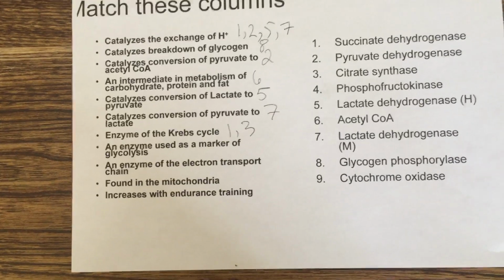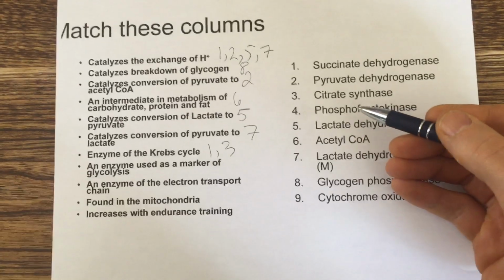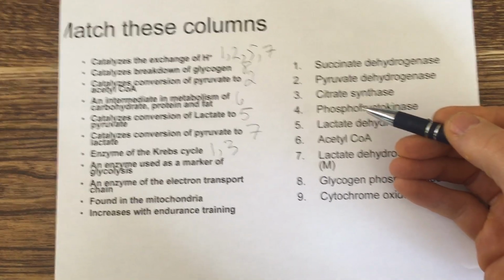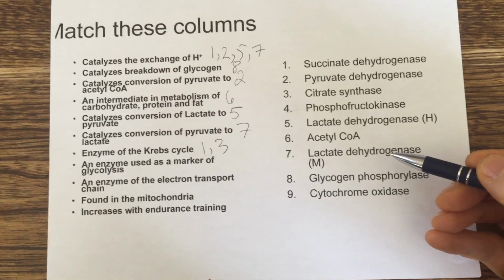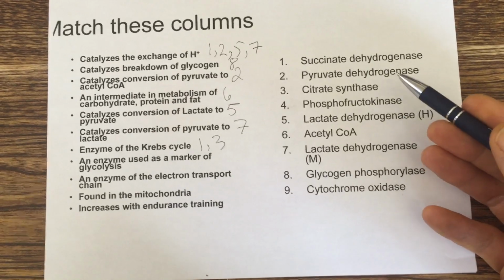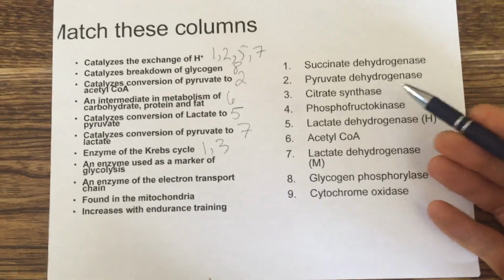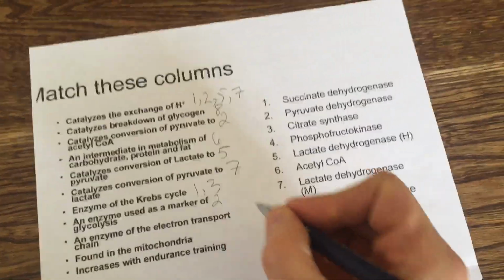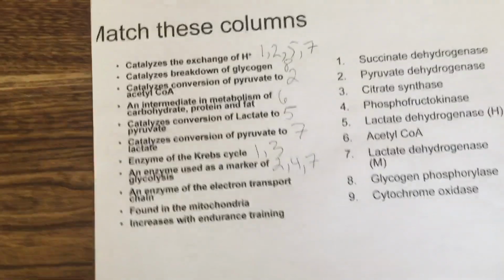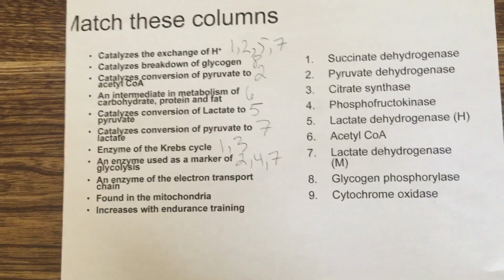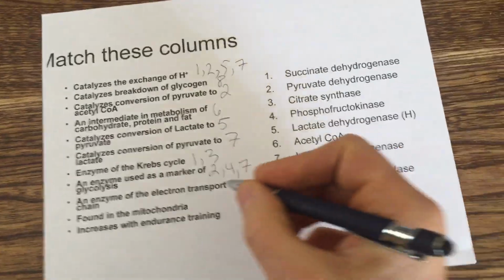An enzyme used as a marker of glycolysis. There's a number of answers here. This would be phosphofructokinase. You could also have lactate dehydrogenase M as an answer, and you could also have pyruvate dehydrogenase if you're considering that glycolysis can become aerobic. So we're looking at 2, 4, and 7 for your answers there. An enzyme of the electron transport chain. This is new material, so this would be cytochrome oxidase. Number 9.